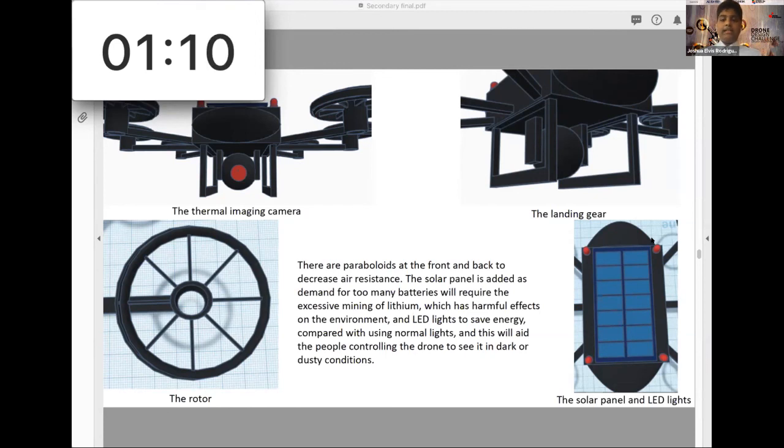Now the rotor has 8 blades, and this is carbon fiber, and I've specially designed it to be carbon fiber because carbon fiber cuts through wind better, meaning that it transfers most of the energy from the wind into helping us thrust or propel.